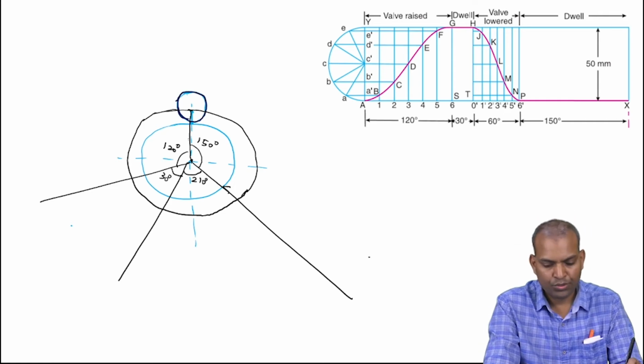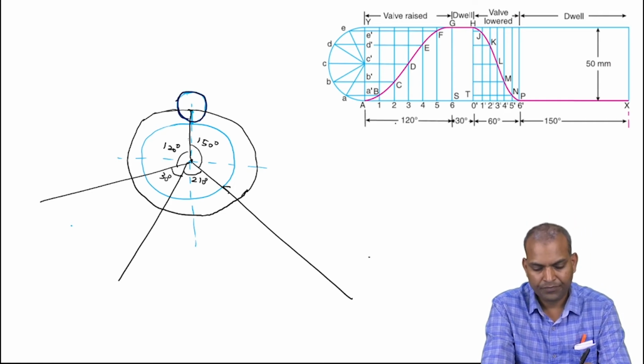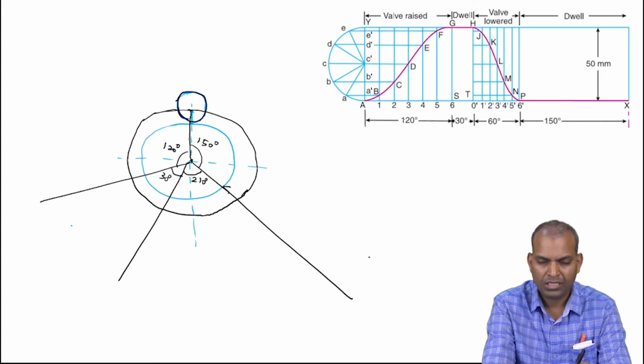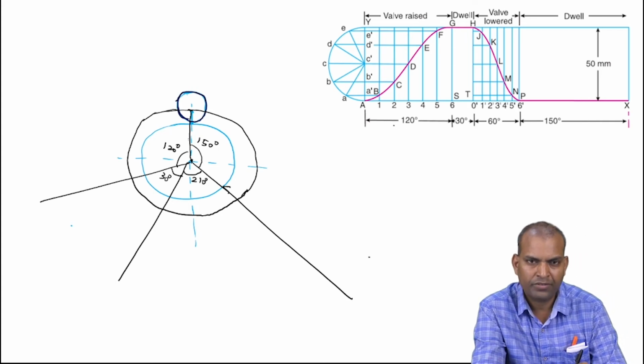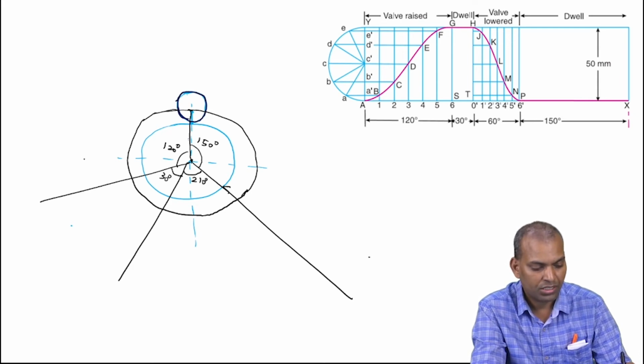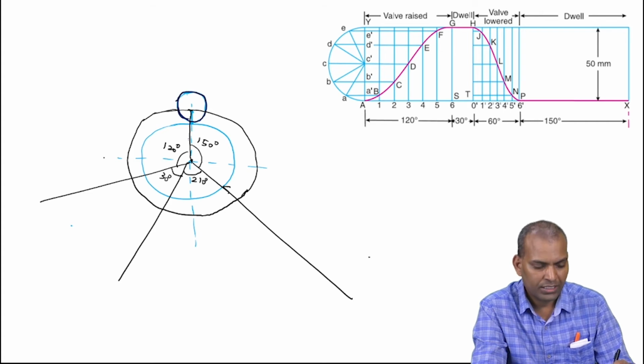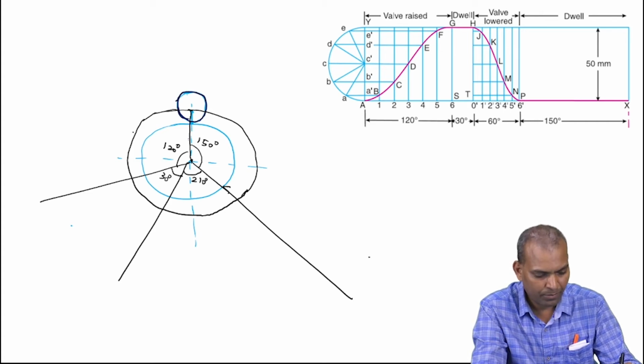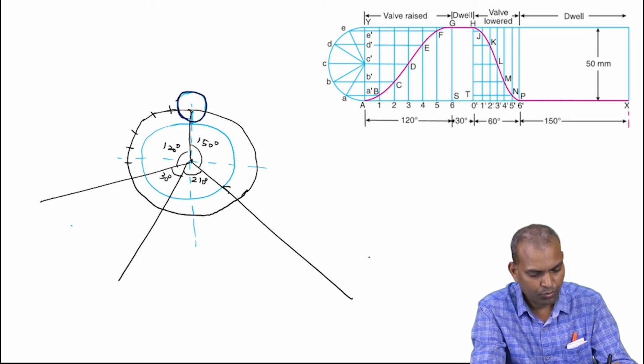Divide this prime circle into the same number of parts that were divided in the displacement diagram. In the displacement diagram, we divided the outstroke into 6 equal parts, so each indicates 20 degrees. Divide this into equal divisions. So this is point A. This is 1, 2, 3, 4, 5 and 6.